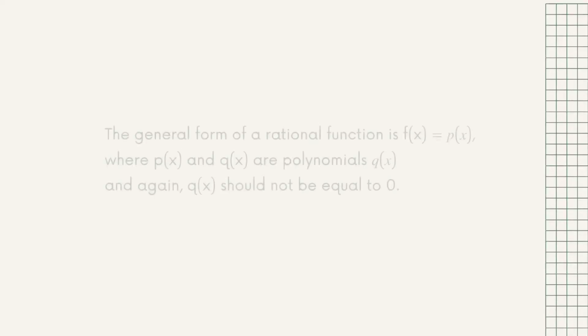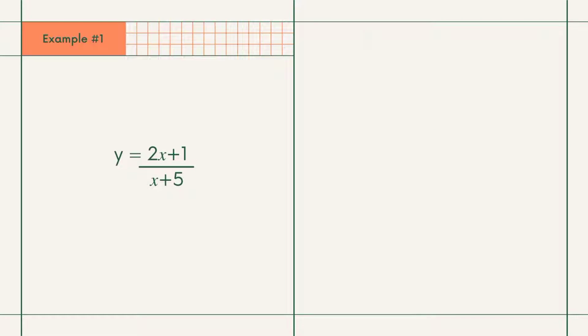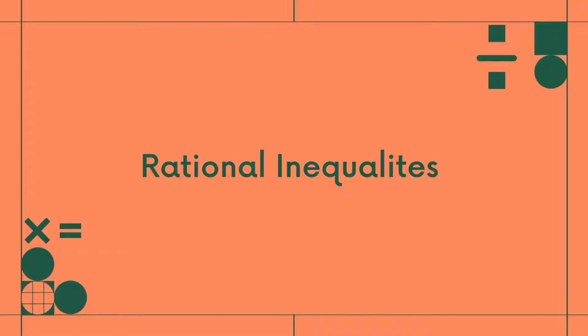The general form of a rational function is f of x equal to p of x over q of x, where p and q of x are polynomials, and again, q should not be equal to 0. Y equals 2x plus 1 over x plus 5. Is this a rational function? Yes, it is a rational function. Here are more examples on rational function.